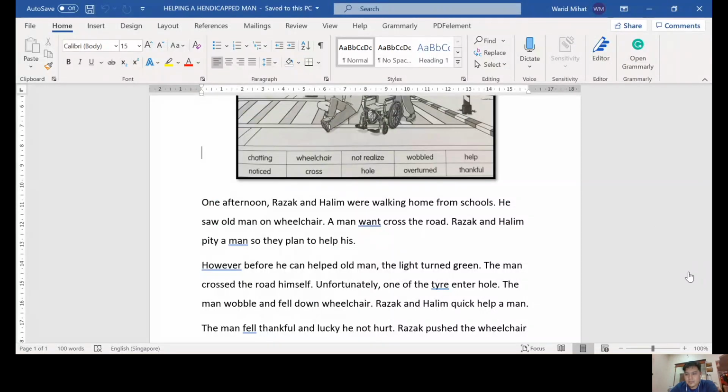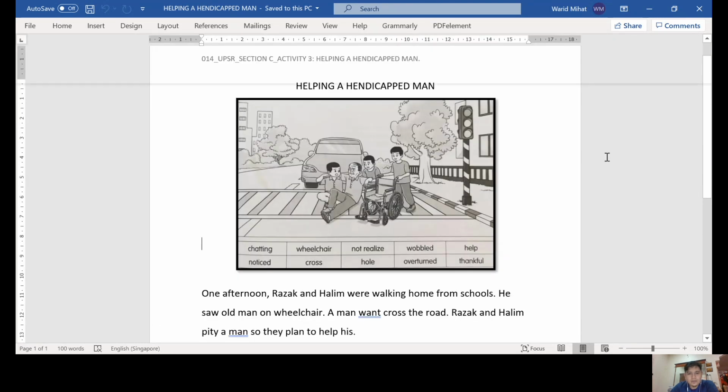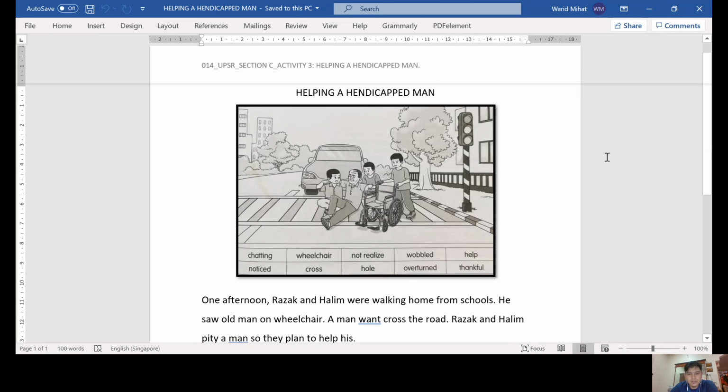So this is our section C, 014, and you are given a picture with 10 words. One thing I would like you to understand is that even though you are given the 10 words, it does not mean you have to use all the words. You can skip any words that you do not know, words that are unfamiliar from your vocabulary repertoire. Some of you think it's compulsory to use all the words here. No, it's not compulsory. You can skip the words that you do not understand. As a matter of fact, I would really encourage you to use your own words.